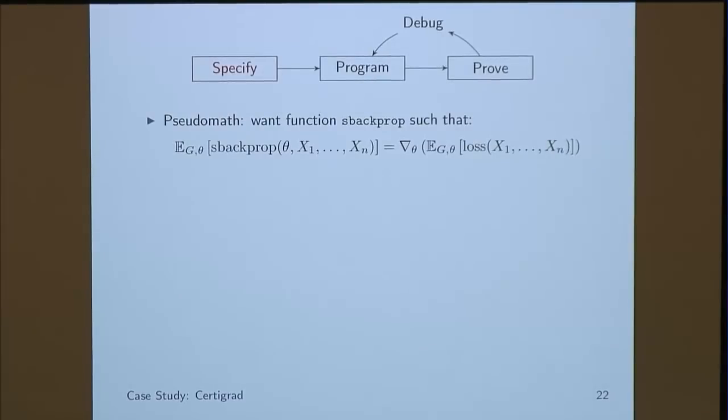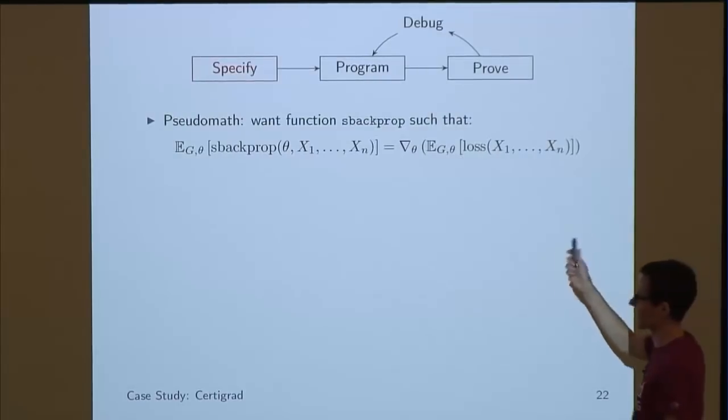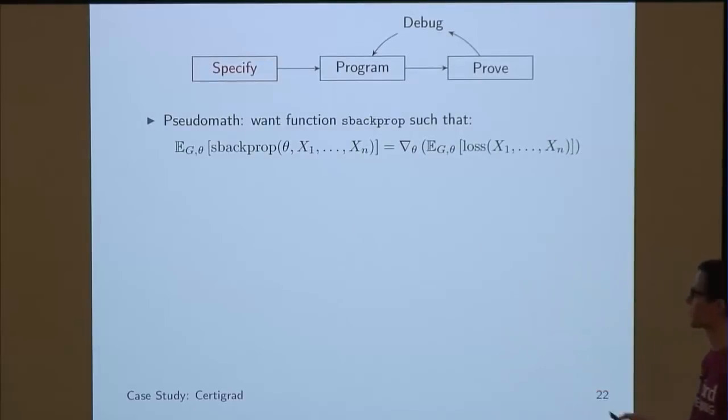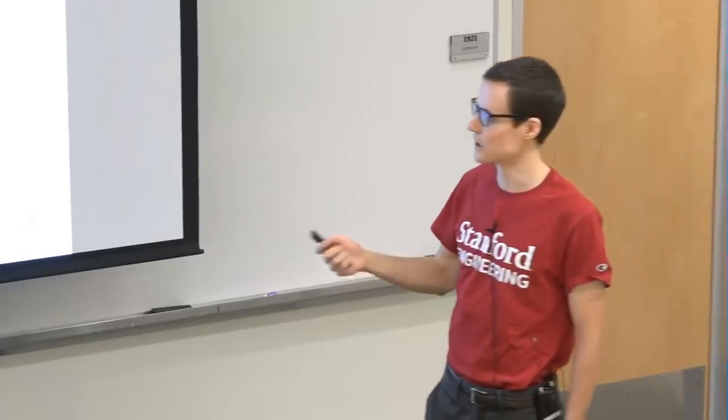Now, this might look formal to some people who have no experience with formal reasoning. But it's just LaTeX. It has no semantics. It's just characters. The computer has no idea what expected value means, what a graph is, for example, what gradients are. So in order to use this as a specification for the computer, we need to make it formal.